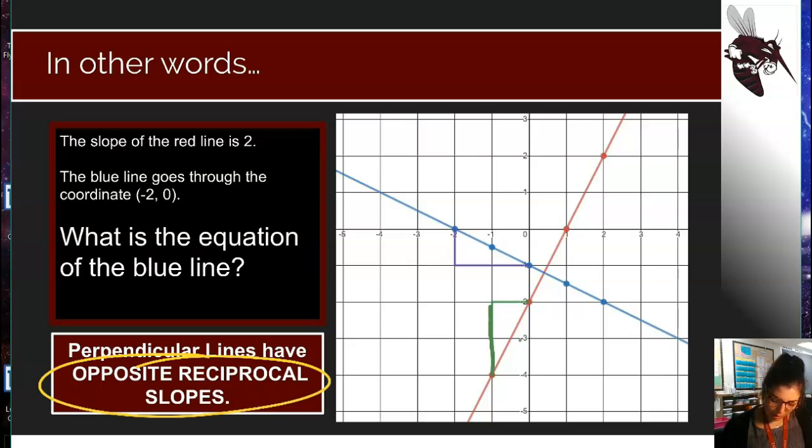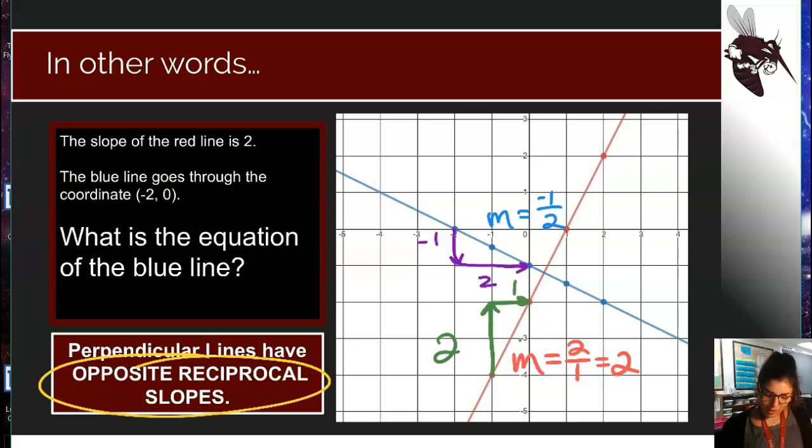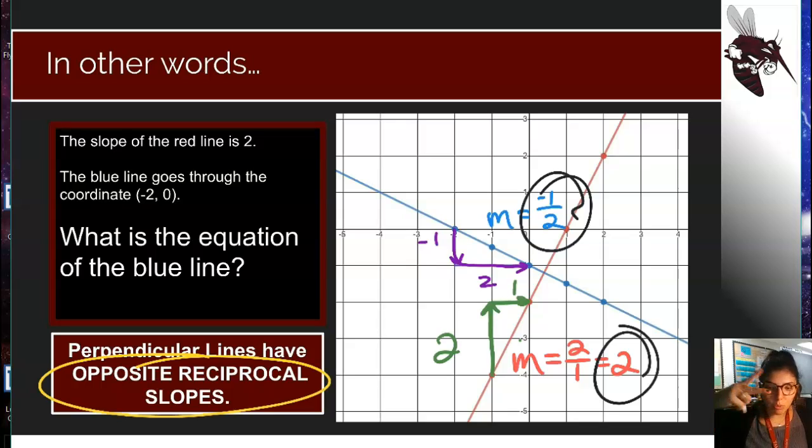Opposite reciprocal slopes. So if we look here at this design, the red line has a rise of 2 and a run of 1. So the red slope is 2 over 1, or 2. And if we look at the blue line, our rise would be down 1 and our run would be 2. So our blue line slope would be down 1 over 2. These two slopes are opposite reciprocals. They're the flipped over fraction, change the sign. Opposite, positive, negative, reciprocals. Okay.